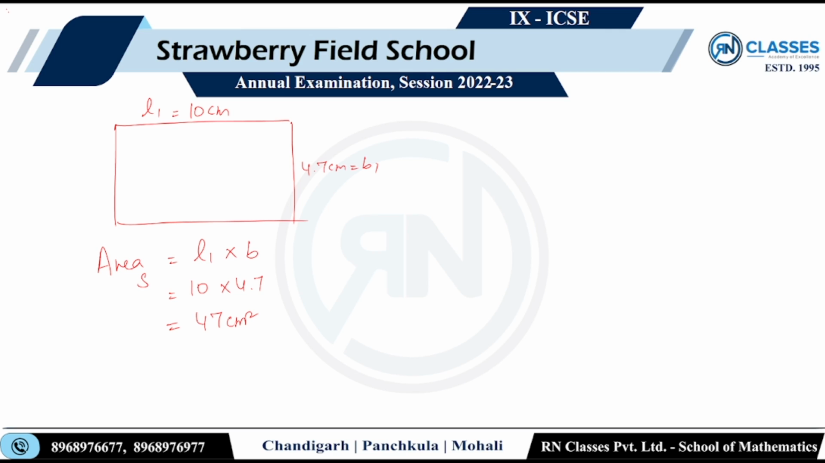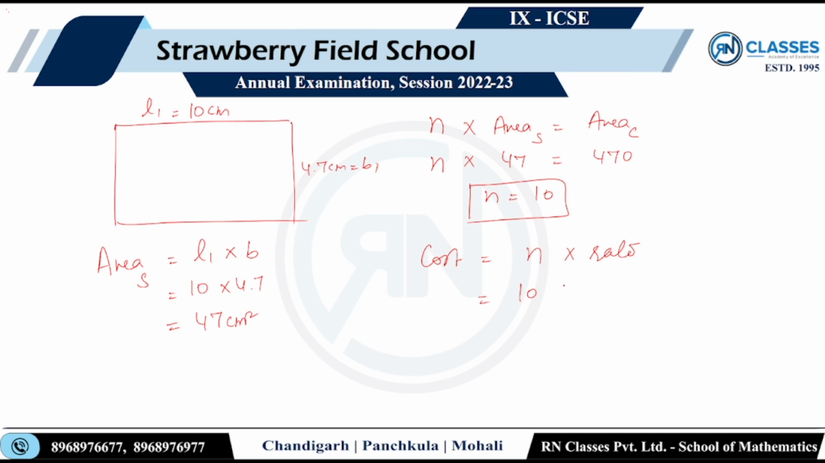Now, how many sheets are required? N is the number of sheets required into area of sheet equals area of the cuboid, right? So N into 47. I've already found out area of cuboid is 470. Number of sheets are 10. So first part is done. Now I need to find the cost. Cost कैसे आएगा? Number of sheets into rate. Number of sheets are 10 and the rate was already given as 10. Answer is rupees 100 is the cost of wrapping. Next part पे चलते हैं.